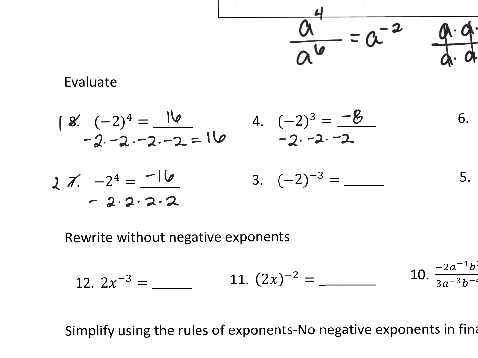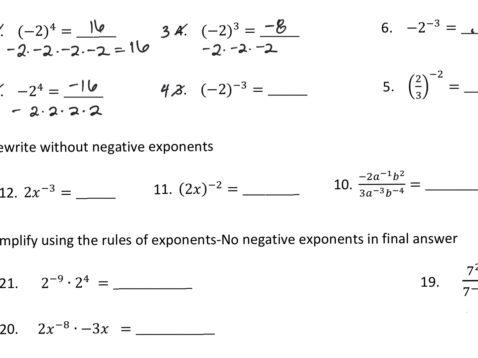Now number 3, or 4, negative 2 to the negative 3rd power. Remember that the negative exponent doesn't make anything negative. The negative exponent makes it a fraction. And that negative is inside the parentheses with the 2, so it's going to go into the denominator with the 2. So this is rewritten as 1 over negative 2 cubed.